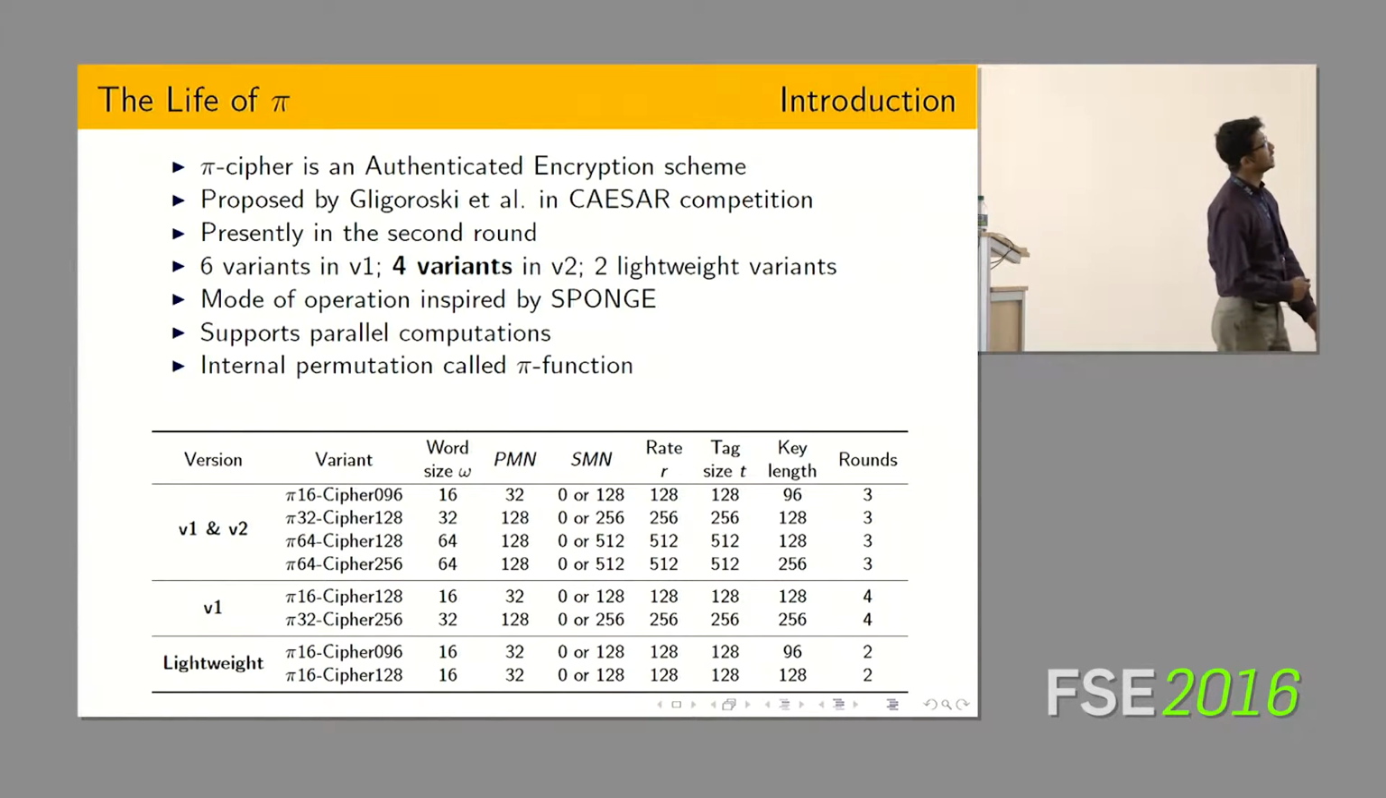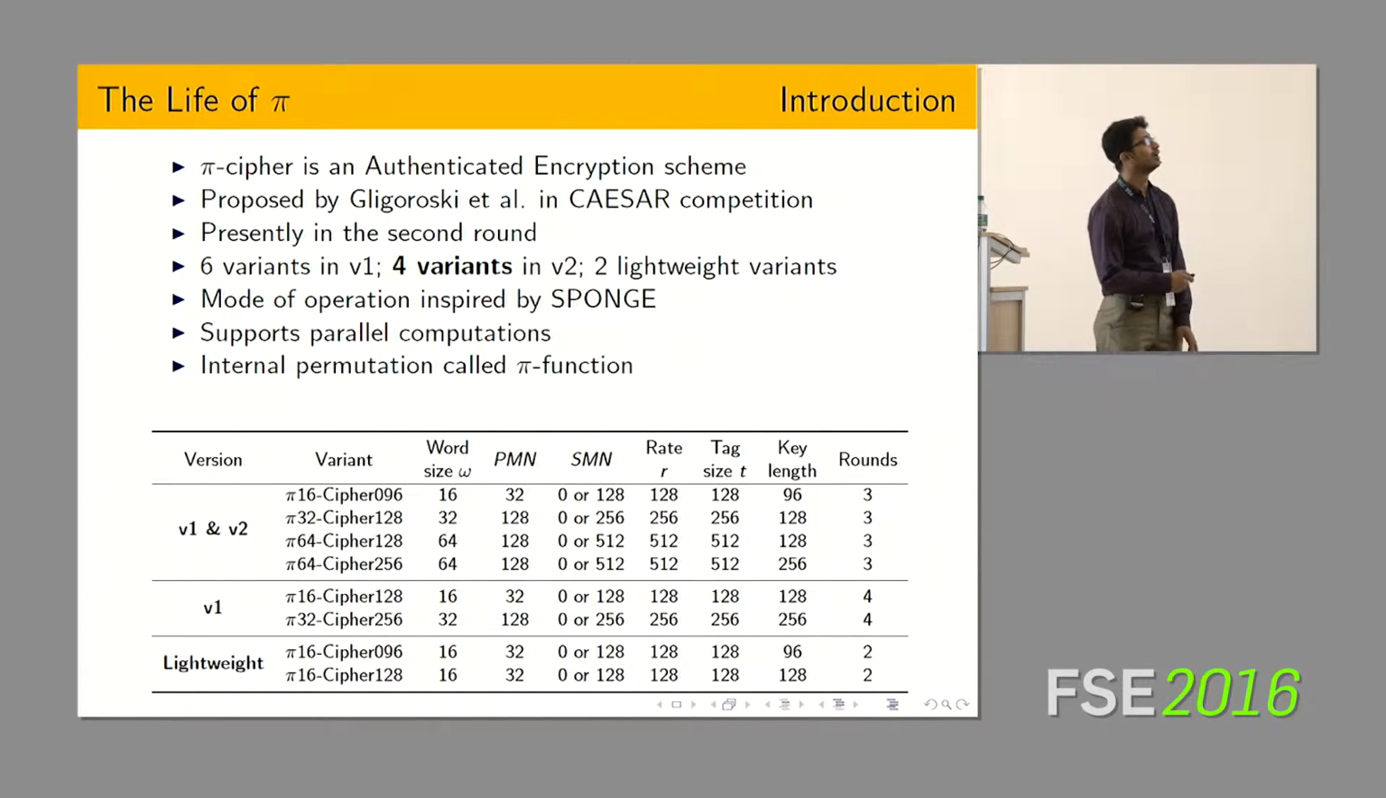Internally, it instantiates this Pi function, and you can understand that the name of the cipher comes from that. This table shows all the variants that are presently available. These are all in versions 1 and 2, these are the ones dropped, and these are the lightweight versions. An important thing is it operates on a word size, omega, so you'll see a lot of omega in the presentation, so just get familiar with this.